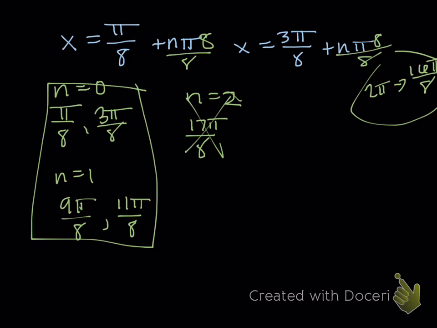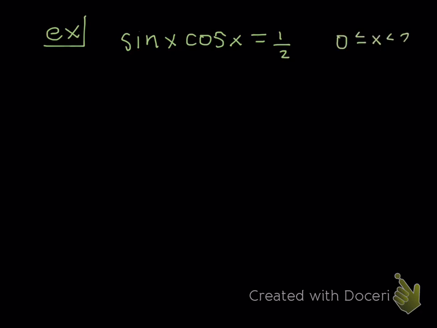So we're going to do one more example for this evening. So the last example for today is cosine of x, sorry, actually sine of x times cosine of x is equal to 1/2. Again, we're assuming that we're solving this with the interval of 0 to 2 pi.